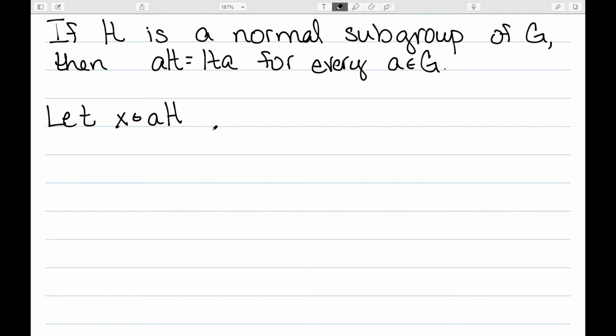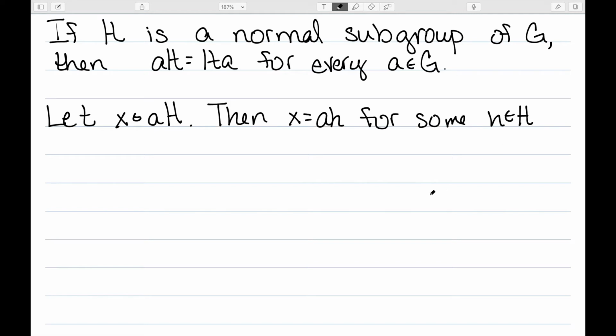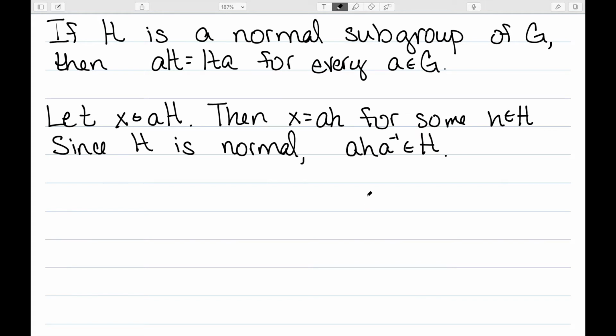Let's start with an element x in aH. Then, by definition of the left coset, x is of the form ah, where h is some little h in capital H. Since we're assuming H is a normal subgroup, we know that it's closed under conjugates, so we know that aha inverse must be in H. So we have that x is equal to ah, which is the same thing as aha inverse a, because multiplying by a inverse a is just the identity.